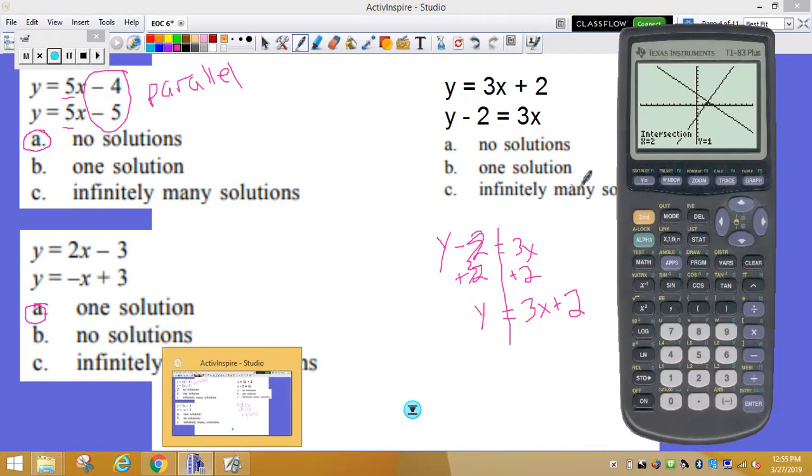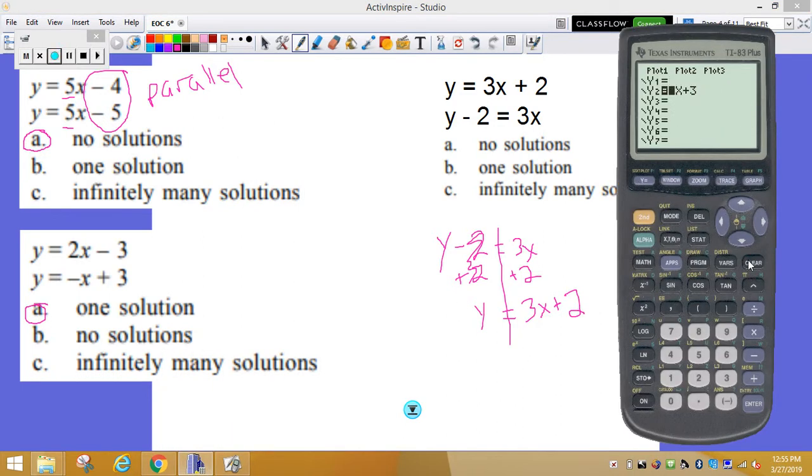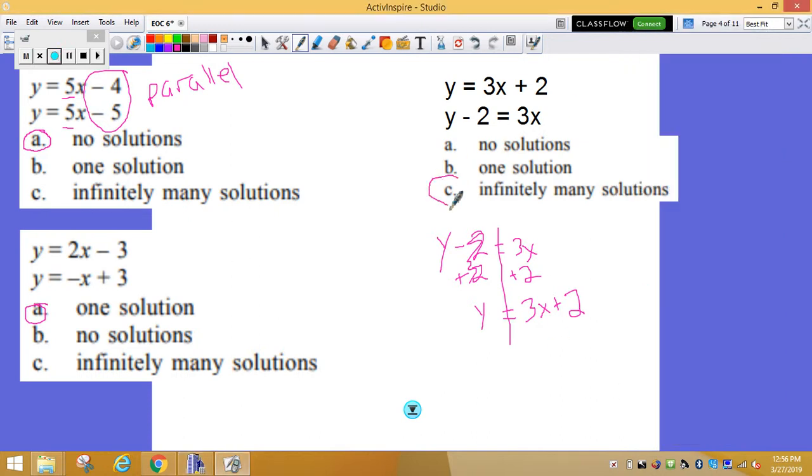So let's go to y equals. Let's clear these out. This first one was 3x plus 2. This bottom one is 3x plus 2. Now, do you notice something about those two equations? Hopefully you can see they're exactly the same. So when we graph them, they're going to be the exact same line. So if they are exactly the same, that means there are infinitely many solutions. So parallel, there's no solutions. If they're the same line, then it's infinite solutions.